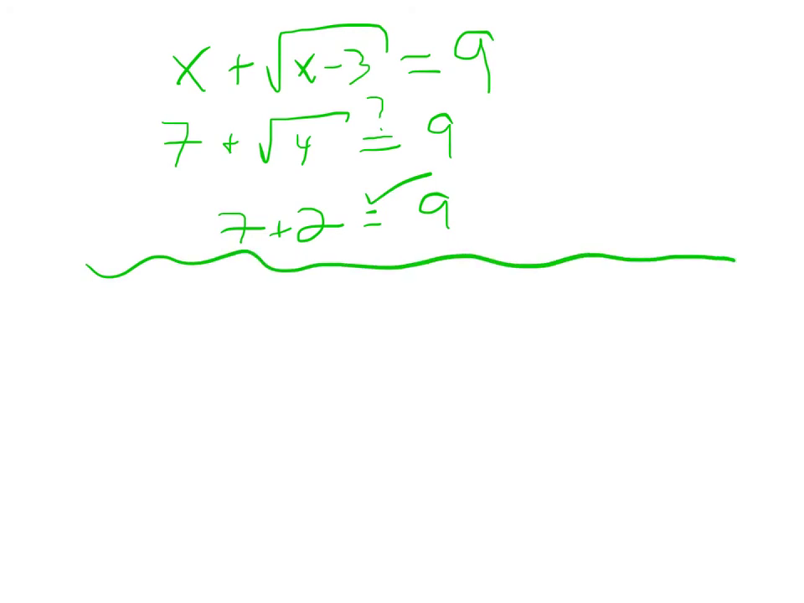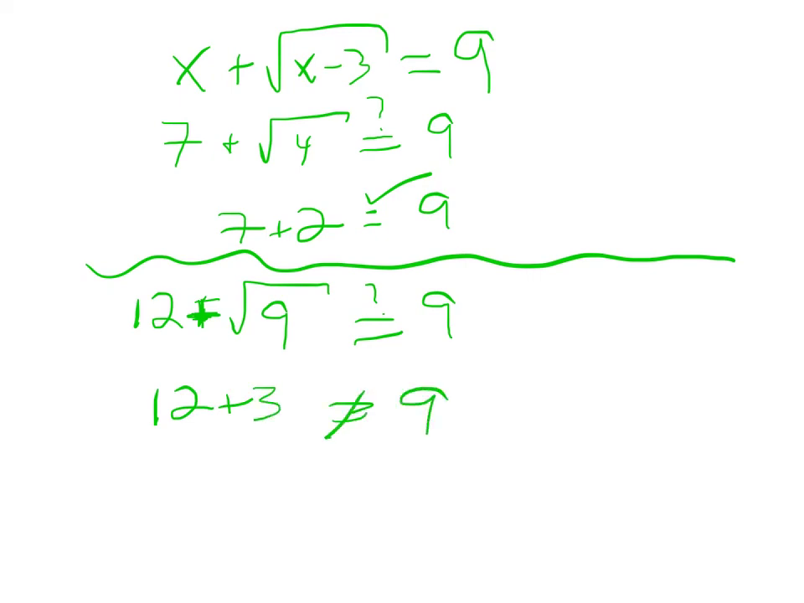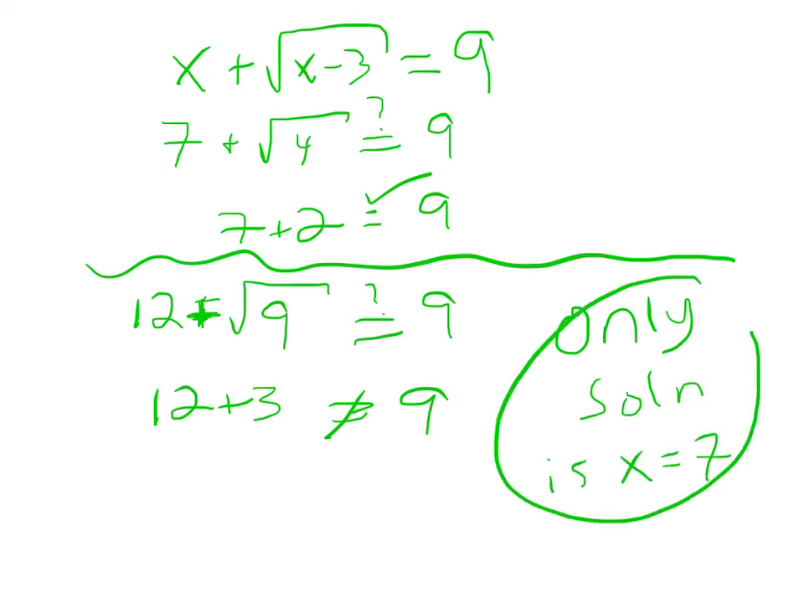Okay, let's check our other solution. I'm going to replace the x with a 12 this time, so I get 12 plus the square root of 12 minus 3, which is 9. Oops, it's just plus. Does that equal 9? So this says 12 plus 3, which is not 9. So 12 is an extraneous solution. So my only solution is x equals 7. 12 is extraneous.